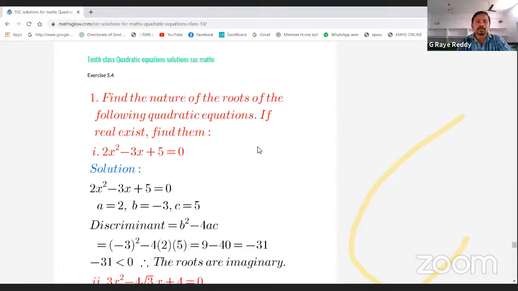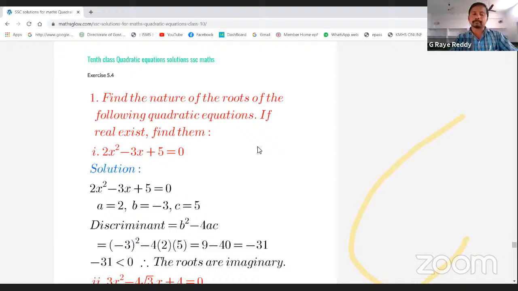Suppose the discriminant value of a quadratic equation is greater than 0, then we get real and distinct values. Real and distinct means the two roots will be different values, and both belong to real numbers. Suppose the discriminant is equal to 0, then we get real and equal roots. Equal means the same: the first root and the second root will both be the same.